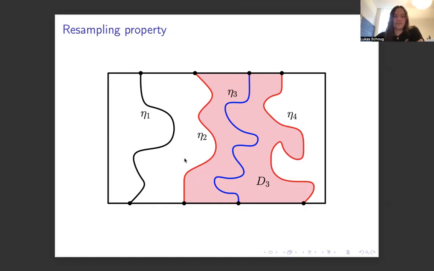So that if you look at D2, which is the domain between eta 1 and eta 3, then conditional on eta 1, eta 3, and eta 4, the distribution of eta 2 should be that of an SLE between those 2 marked points. And then similar things should hold for the other curves.